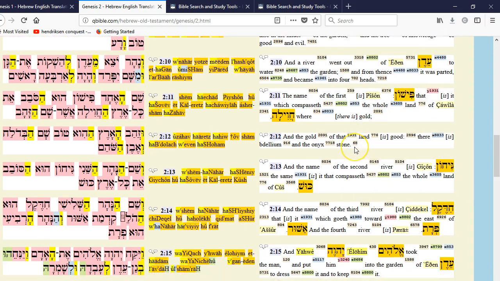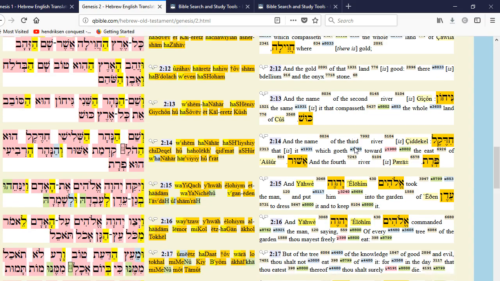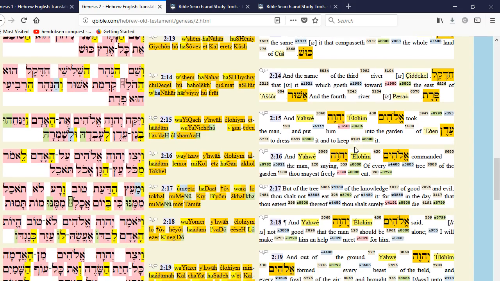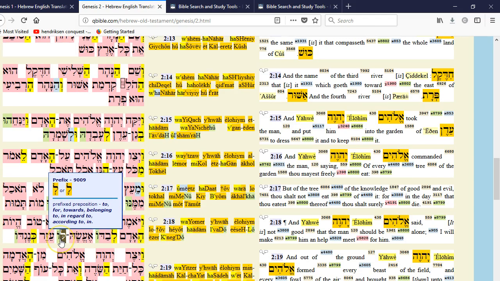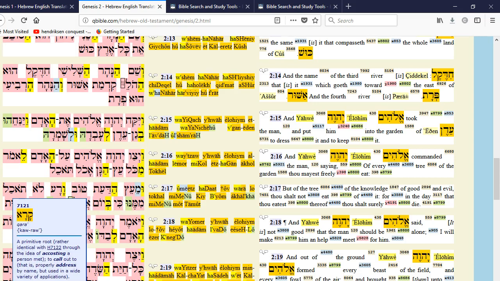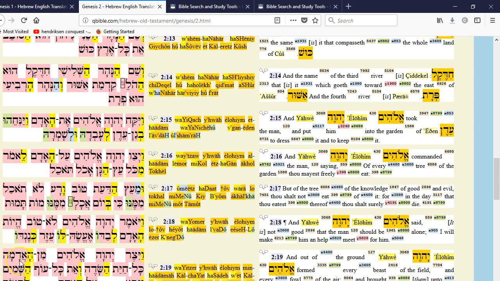to water the garden. And then we go into the four heads of the river. Those are all very important. Those contain vastly valuable information. They certainly do. But we're going to skip over that because that's not what our main focus is here. We're going to jump right up to 2:15 and continue there.